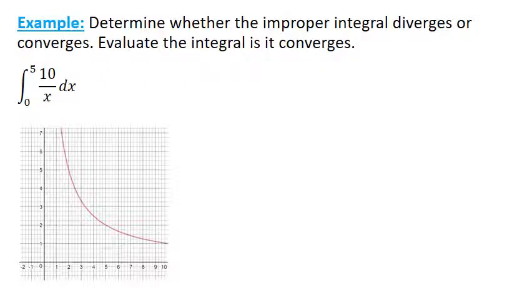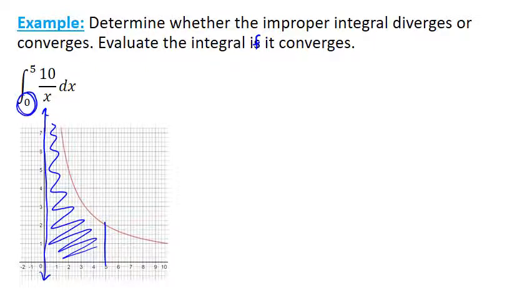In this example, it says, determine whether the improper integral diverges or converges. Evaluate the integral if it converges. Here I've provided a graph of this function, 10 over x, and we are only interested in the interval from 0 to 5. I'm interested in this area here, and you should be able to tell that there is a discontinuity here. We have a vertical asymptote. Wherever that discontinuity is, that's where you're going to focus on this being b. So I'll show you how this is a little bit different.